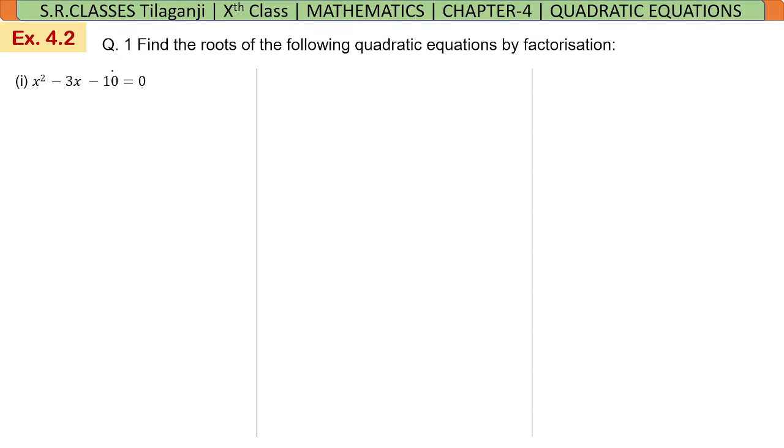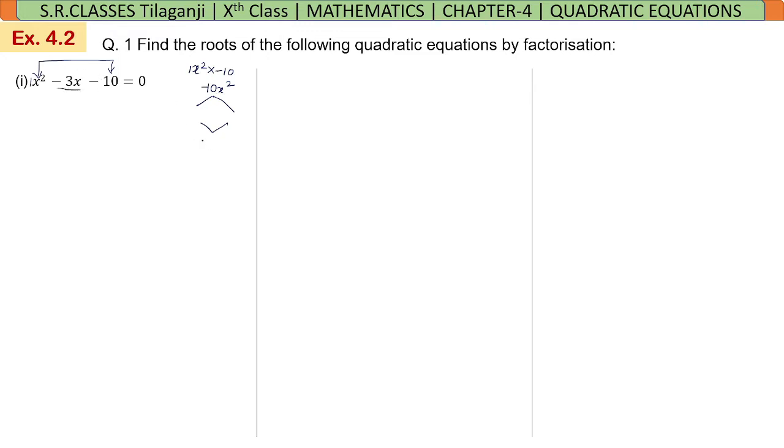So here we need to split the middle term. For that, the first step is to multiply the first and last terms. The first term is 1x square, the last term is minus 10, that is 1x square into minus 10. When you multiply this you'll get minus 10x square. And now we need to write the factors of this 10 so that when you multiply them it should give you 10, and when you add or subtract, it should give you minus 3x.